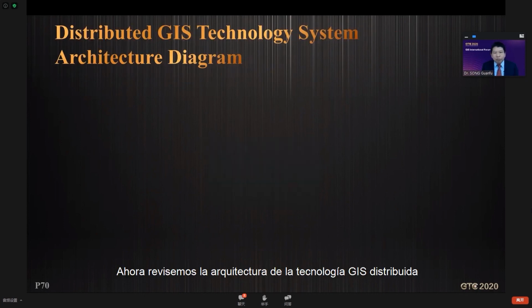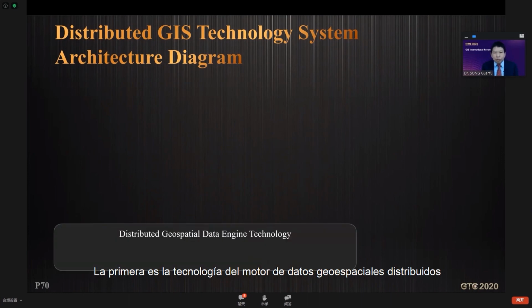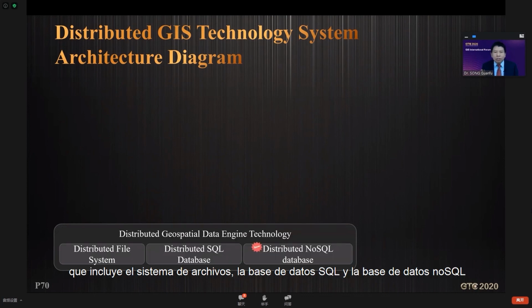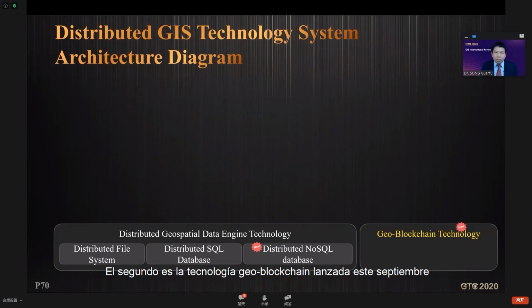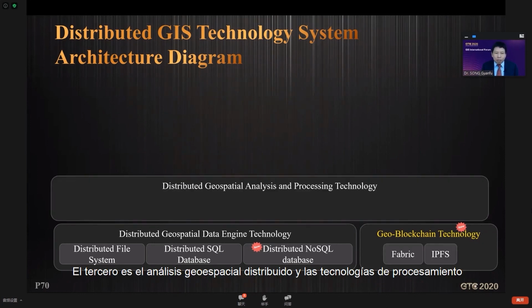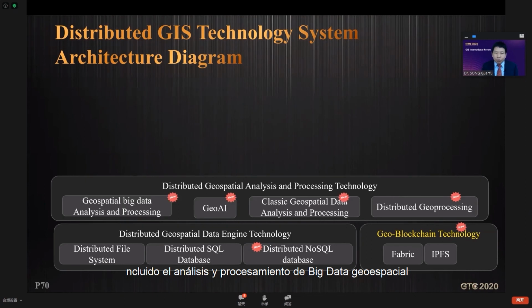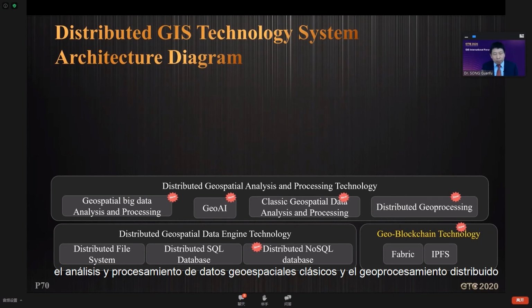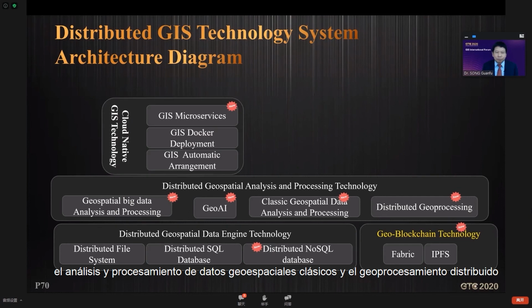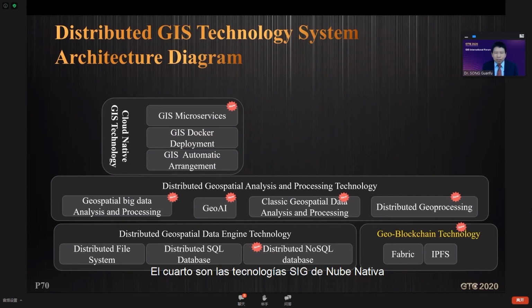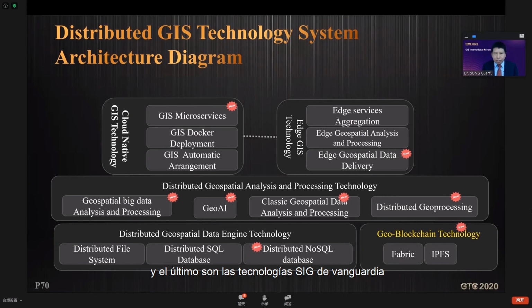Now, let's have a review of the distributed GIS technology architecture. The first is the distributed geospatial data engine technology, including the file system, the SQL database, and the NoSQL database. The second is Geo-Blockchain technology, released this September. The third is distributed geospatial analysis and processing technologies, including geospatial big data analysis and processing, GeoAI, classic geospatial data analysis and processing, and distributed geoprocessing. The fourth is cloud-native GIS technologies. And the last one is edge GIS technologies.